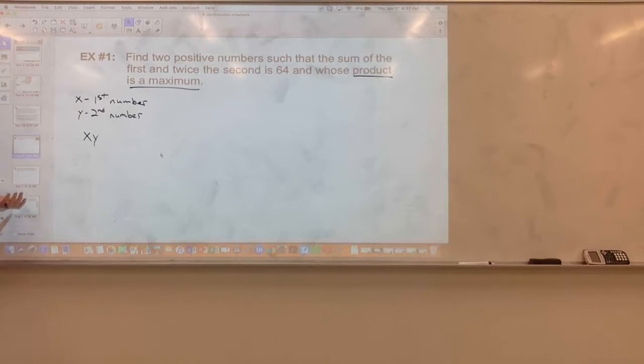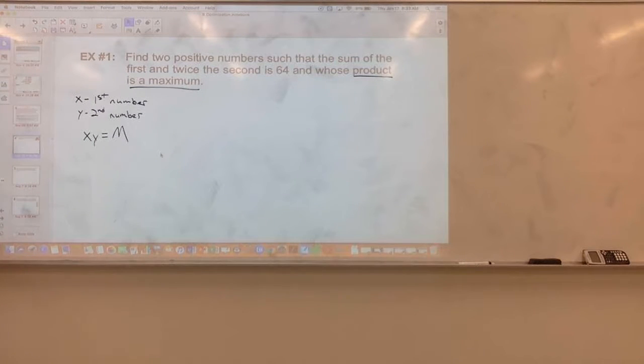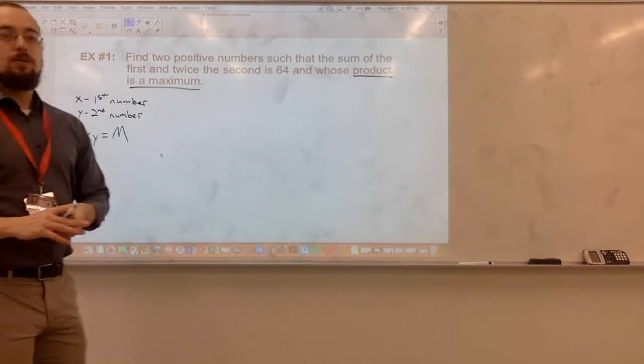Now, I can set this equal to whatever I want. I can call this m for max, since we don't have a number that it's going to be equal to. So now it says identify the constraints. If your objective function has more than one variable, we'll need to use constraints. Most of the time, what that looks like is writing a second equation.